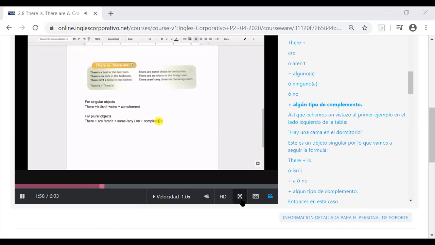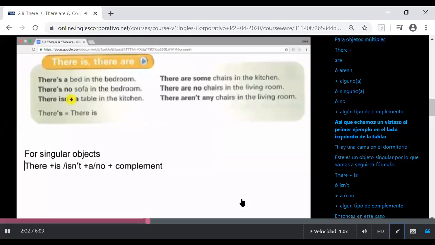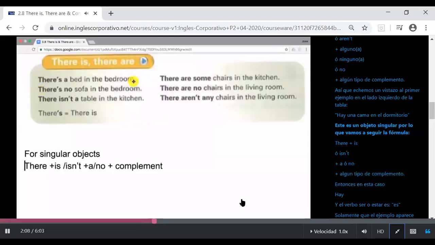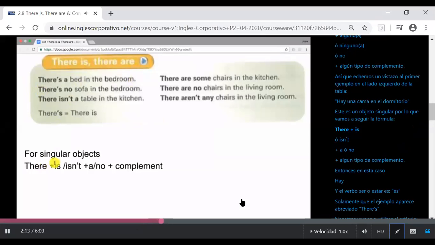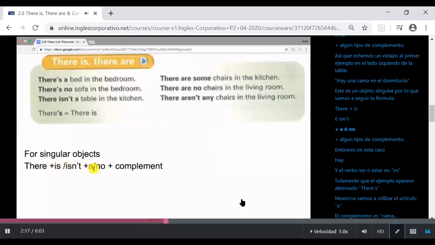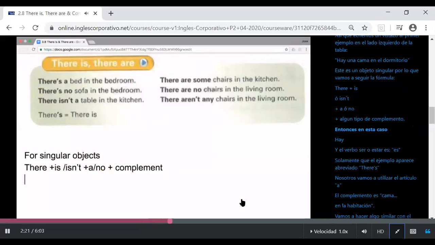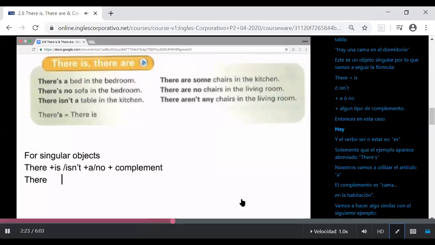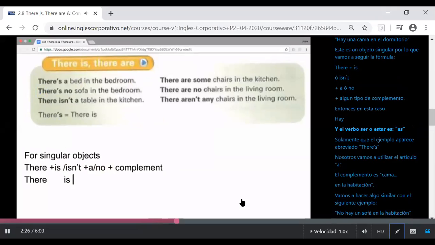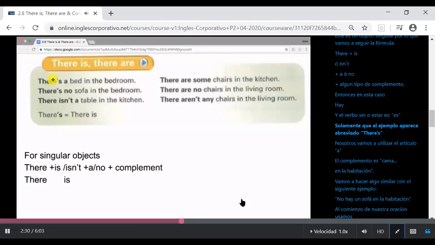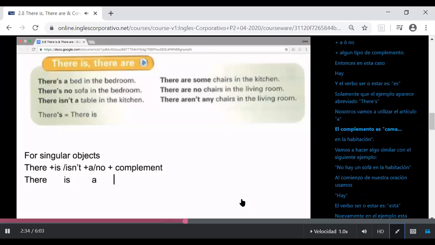So let's take a look at the first example on the left-hand side of this chart. There's a bed in the bedroom. This is a singular object, so we're going to follow the formula there plus is or isn't plus a or no plus some kind of complement. So in this case, we use there, then the verb to be is. On the example is contracted, as you can see, there's. We will use the article a. The complement is bed, in the bedroom.